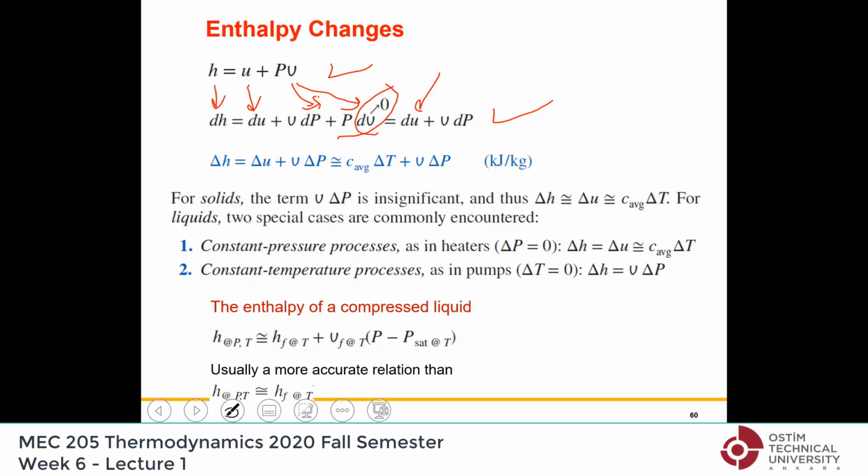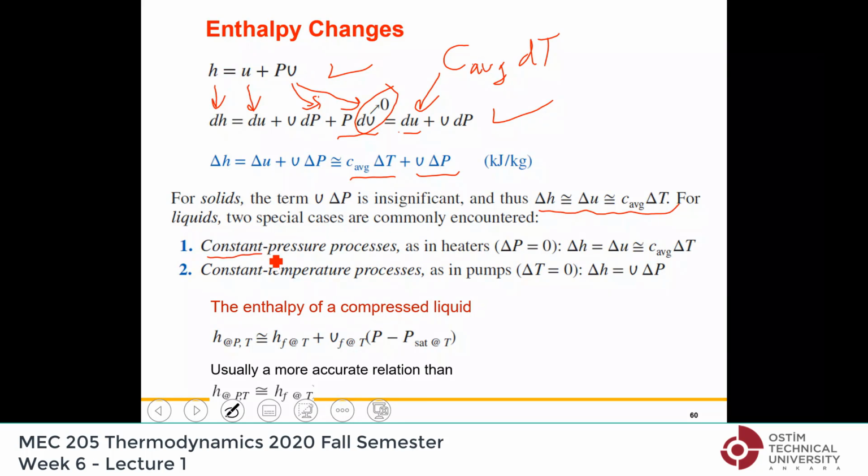If you substitute CV or C average dt for du, what you get is delta H is delta U plus V delta P, and approximately CV delta T plus V delta P. Okay. Now, for solids, usually this term, delta P, is insignificant. Okay. Therefore, when we deal with solids, we just say delta H, delta U are the same, and it is simply C delta T. Now, for liquids, let's consider two cases.